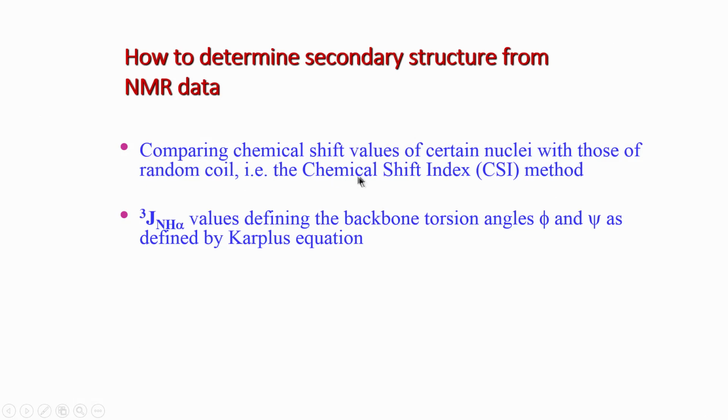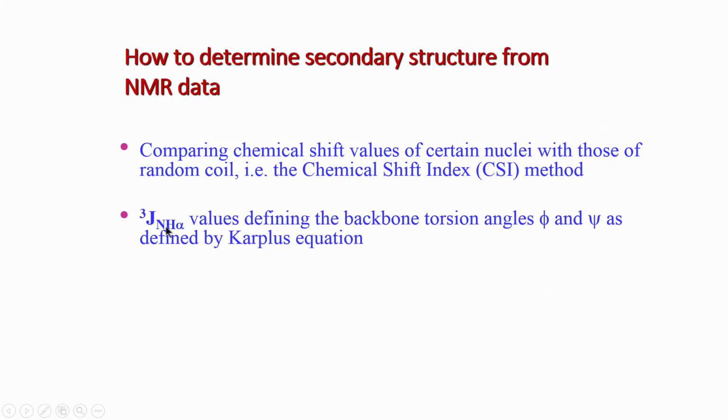One is called the chemical shift index method. In this method, we compare the chemical shift values of certain nuclei, meaning proton or carbon, with those of the same nuclei in a random coil structure. I will come shortly to what a random coil is, but the idea here is you compare the chemical shift values. Now, how do we know the chemical shift values? We should have assigned that protein by now. So, this whole procedure is carried out only after the assignment is completed. Therefore, we know the amino acid chemical shift values throughout the protein, and then for each amino acid we can calculate this index, the chemical shift index.